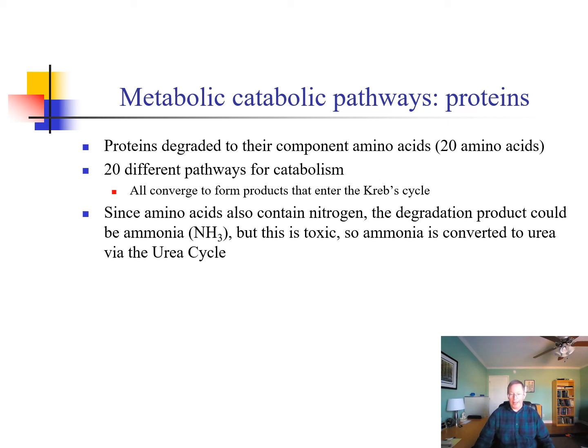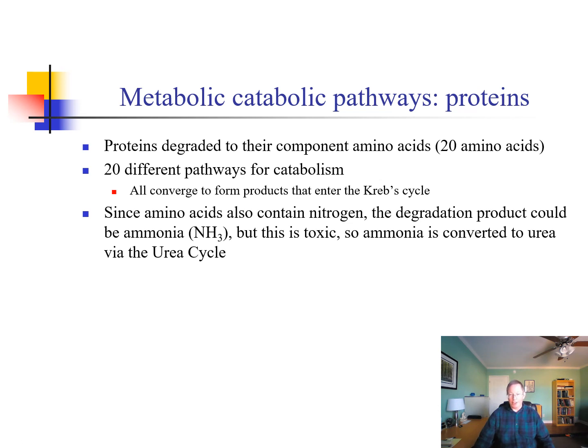Proteins, on the other hand, give me amino acids that are the building blocks for proteins within my body. Under normal conditions, I'm not trying to use proteins to generate energy. I'm using them for their structural components, the amino acids. And there are about 20 different pathways that lead to the 20 different amino acids, and all of those will form products that will enter the Krebs cycle.